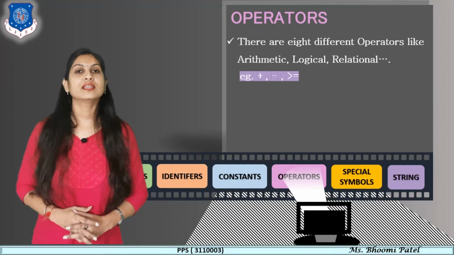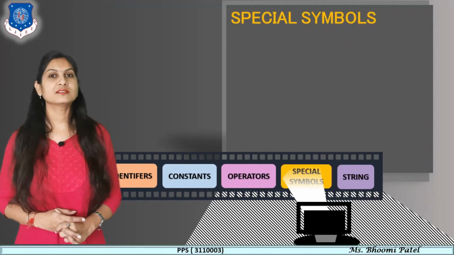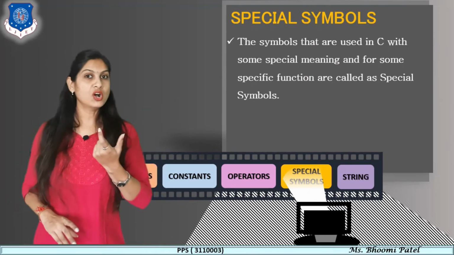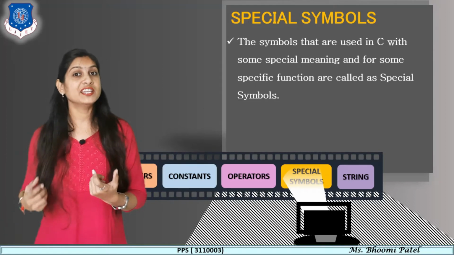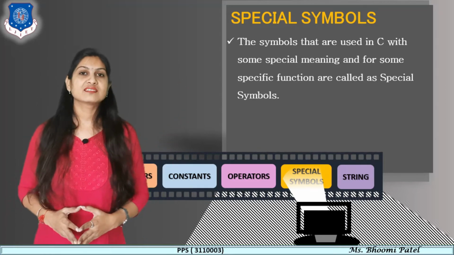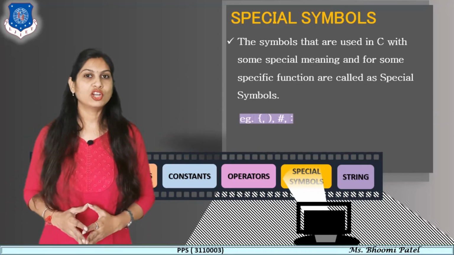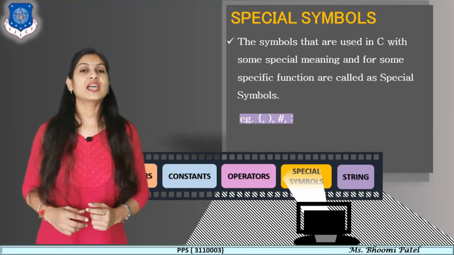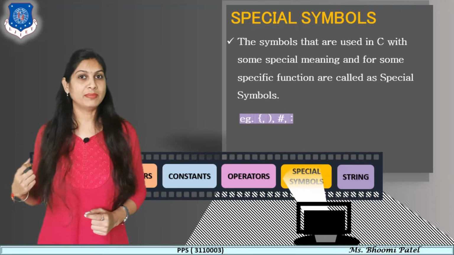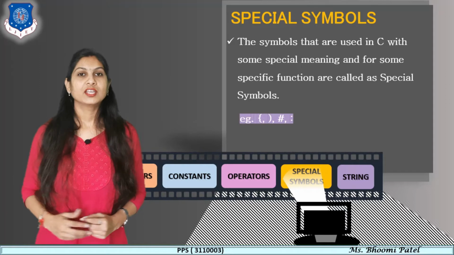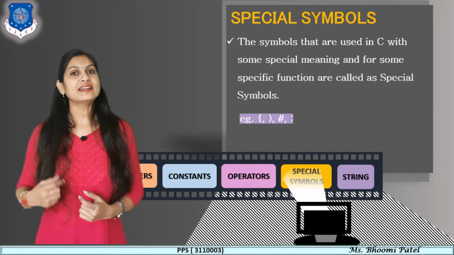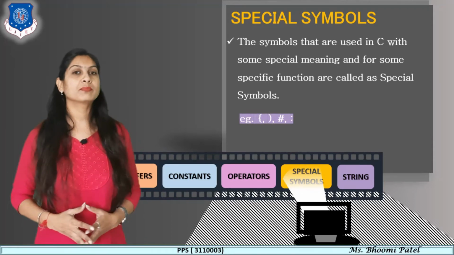Now move to the next, that is special symbols. What is the meaning of special? As you all are aware, some symbols have special meaning and are used only for a specific purpose, and these are known as special symbols. For example, the semicolon. If you remember our practical sessions, at the end of each and every statement in the declaration part and executable part there is a semicolon. But you do not use that semicolon at any other place. Clear?